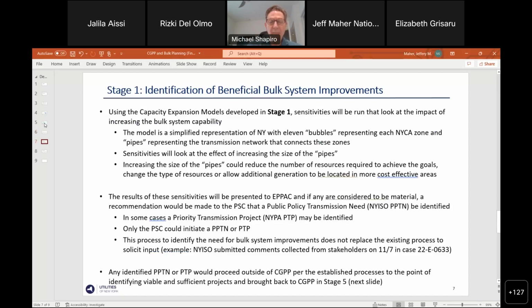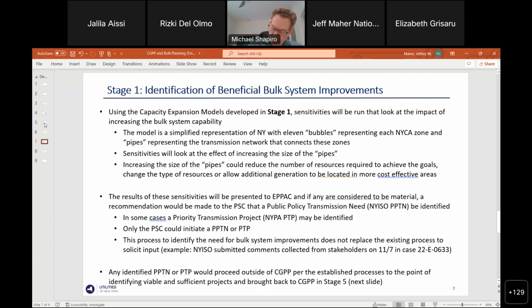So to understand this a little bit better, the model is a simplified representation of New York. Think of it as 11 bubbles, each bubble representing a NYISO zone, and then pipes connecting those zones representing the transmission networks. So we've got these pipes and bubbles. So what we can do with this model is see the effects of increasing the size of the pipes. What happens when we add more transmission capability? How does the generation build out change across those 11 bubbles?